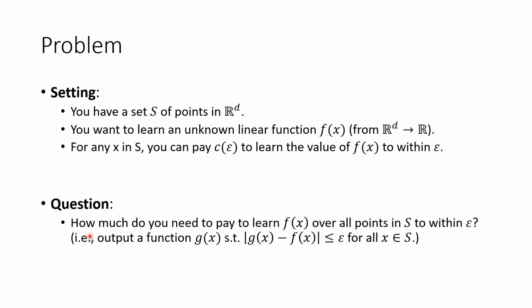You have a set S of points in d-dimensional Euclidean space. Your goal is to learn an unknown linear function f(x) from the space to R. And for any x in the set of points, you can pay c(epsilon) to learn the value of f(x) to within epsilon. And the question is, how much do you need to pay in total to learn f(x) pointwise over all the points in S to within epsilon? So in particular, you want to output a function g(x) such that g(x) agrees with f(x) within epsilon for all points x in S.